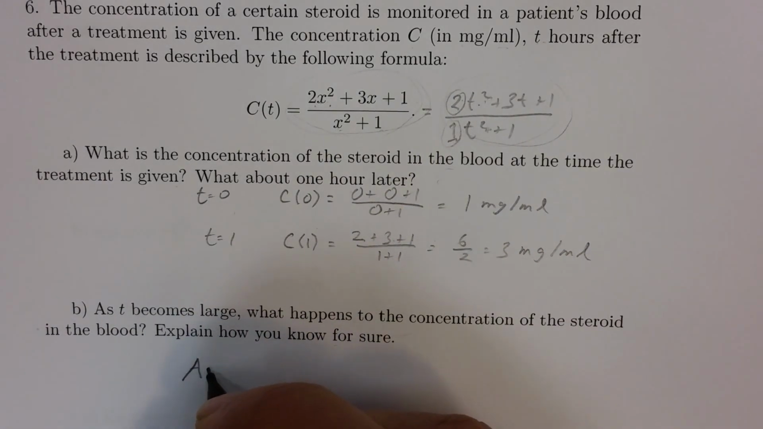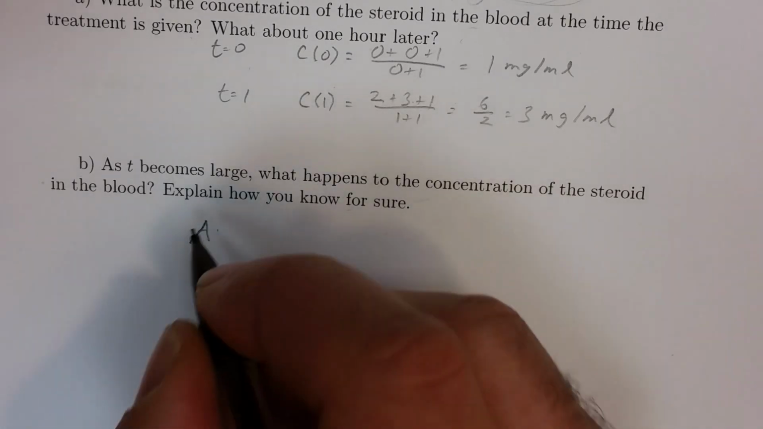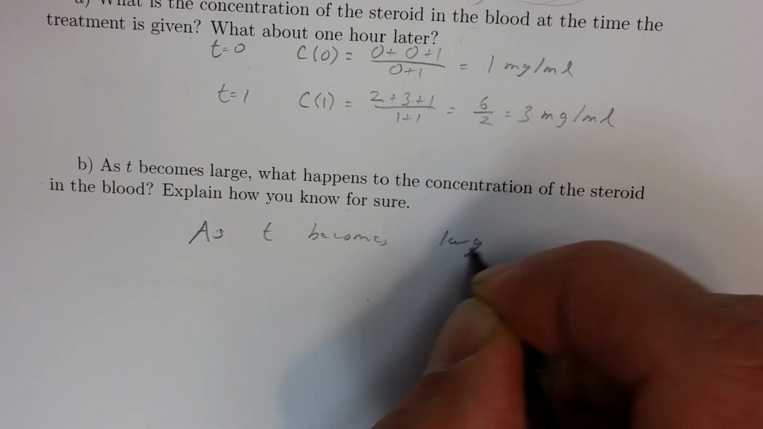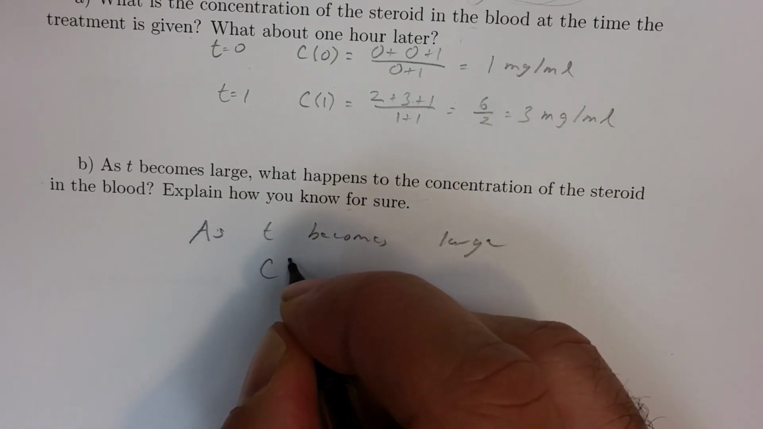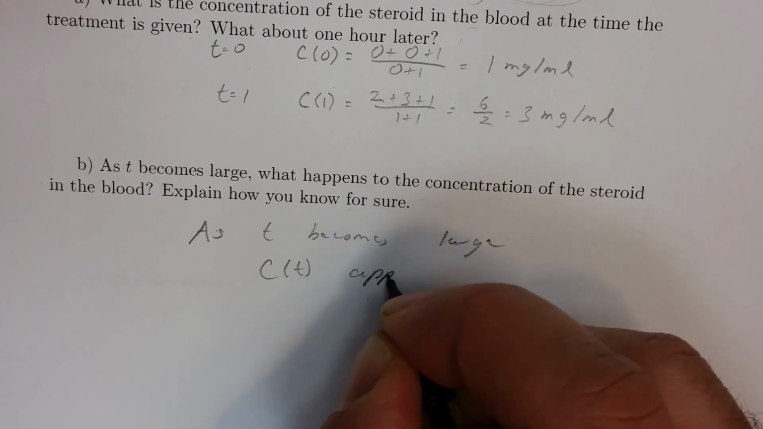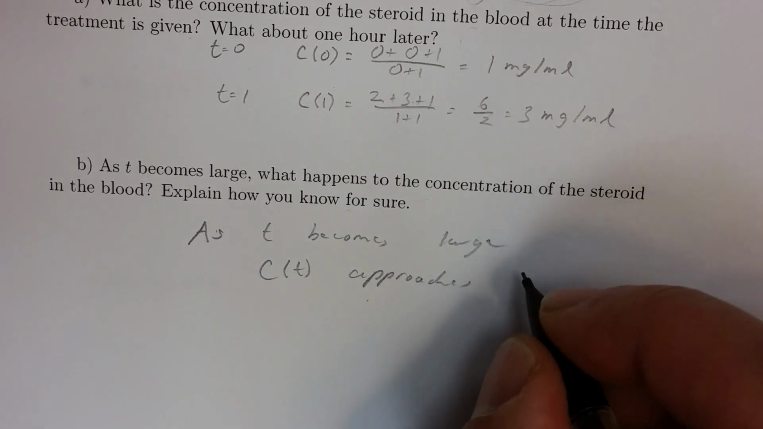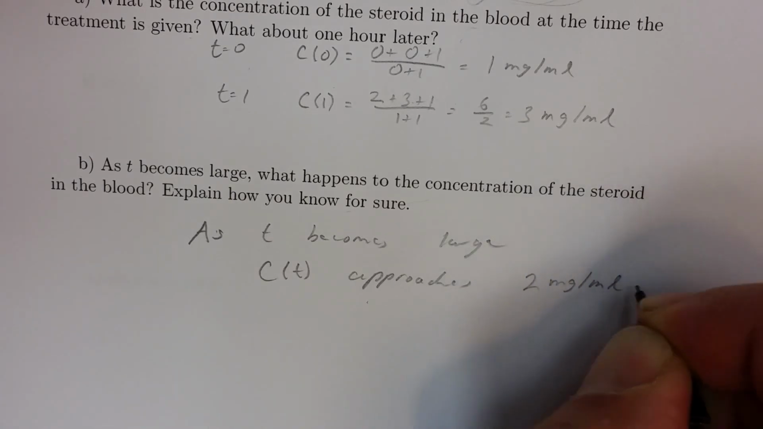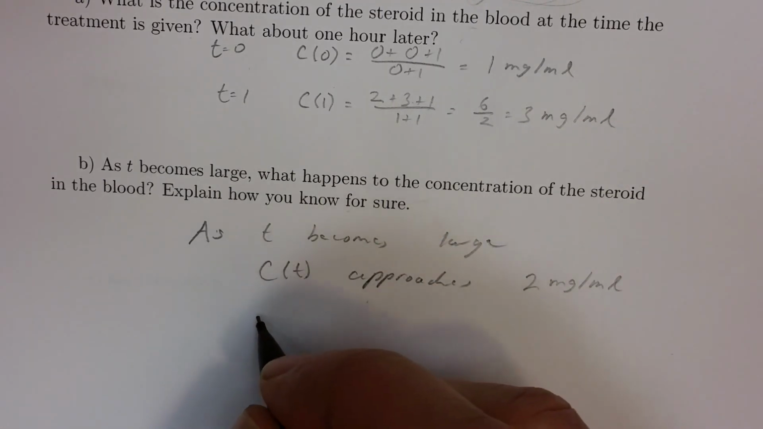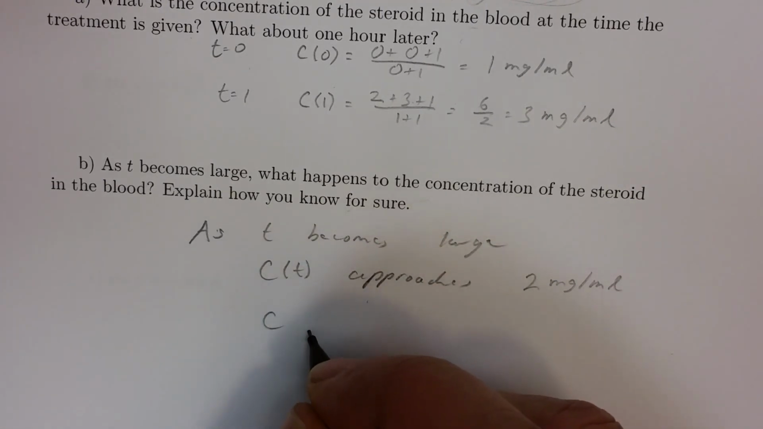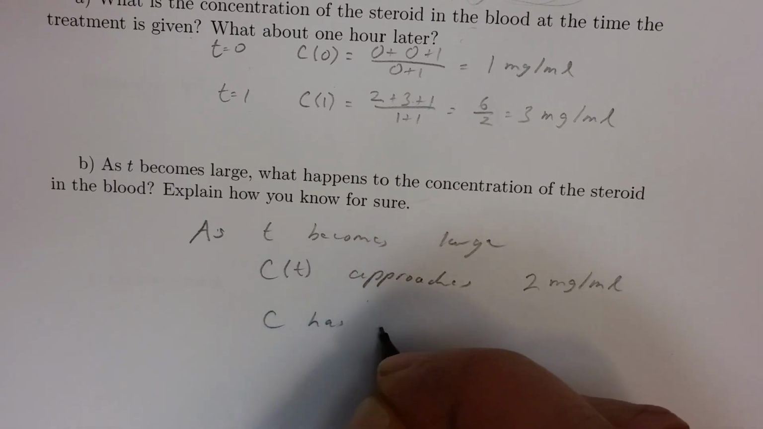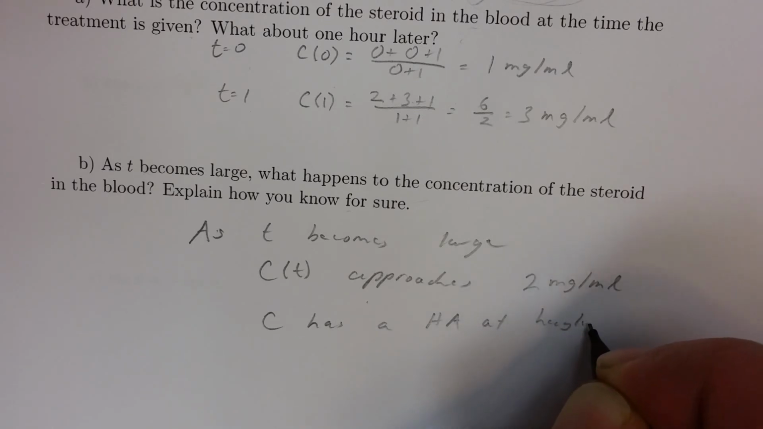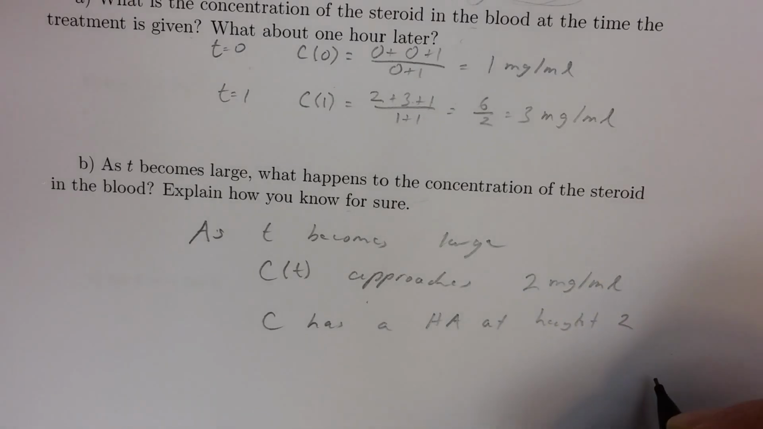So coming back down here, as t becomes large, C of t approaches 2 over 1, so that's 2 milligrams per milliliter, and we want to explain how we know for sure. We know that C has a horizontal asymptote at height 2, and that's how we know.